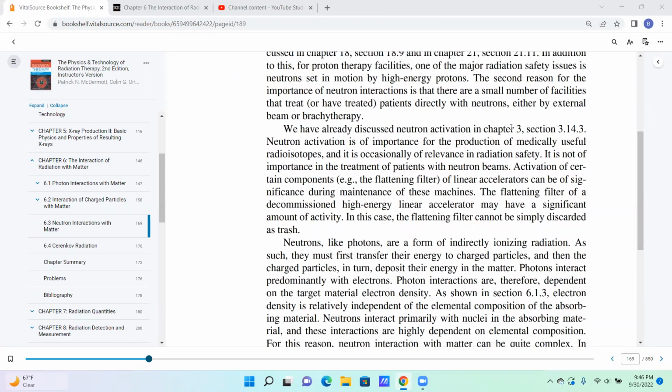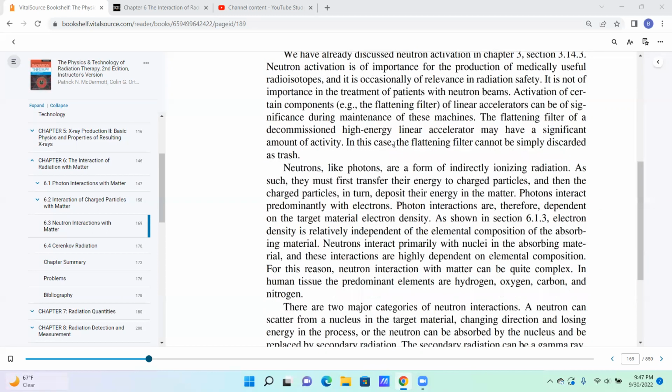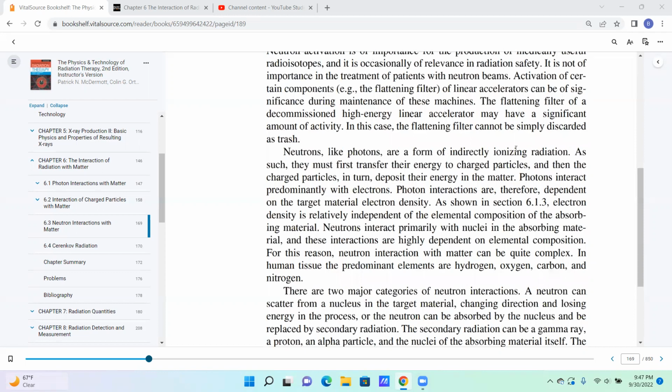So we've discussed neutron activation in chapter 3. This is of importance for the production of medically useful radioisotopes and is occasionally of relevance in radiation safety. It's not of importance in the treatment of patients with neutron beams. Activation of certain components, like the flattening filter of linear accelerators, can be of significance during maintenance of these machines. The flattening filter of a decommissioned high-energy linear accelerator may have a significant amount of activity. In this case, the flattening filter, you just can't throw it out.